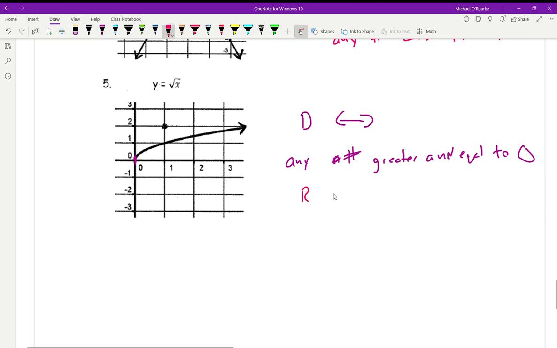And our range, which is up and down again, is going to be about the same, right? The lowest range is here at 0 and it goes up. So it's going to be the exact same. Any number greater than 0. Oh, and equal, I forgot that.